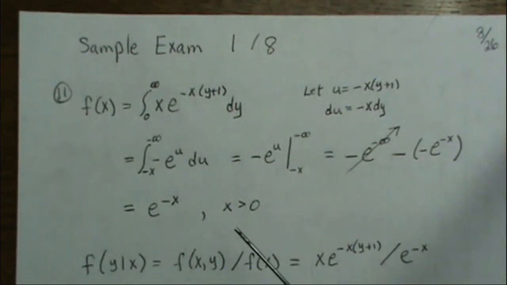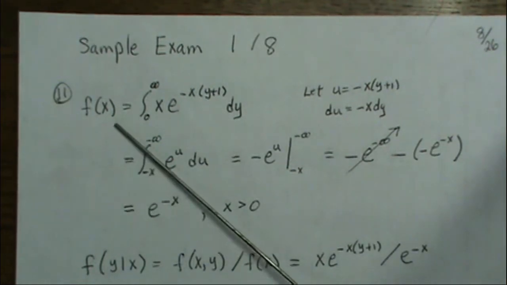Problem 11. If f of x,y is equal to this density, then what is f of y given x? Okay, this is problem 11 from exam 1 of 8, and we're given a joint distribution of x and y, and we want to find the distribution of f of y given x.